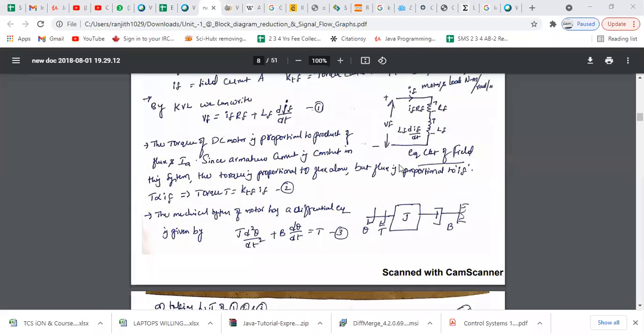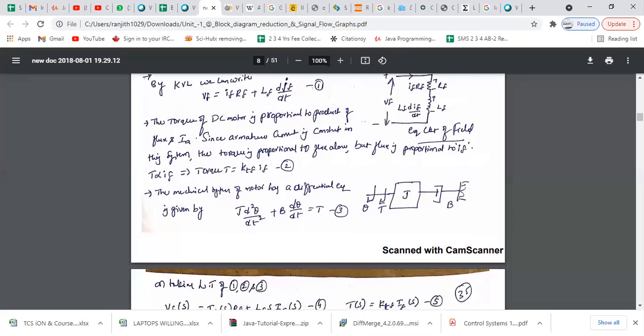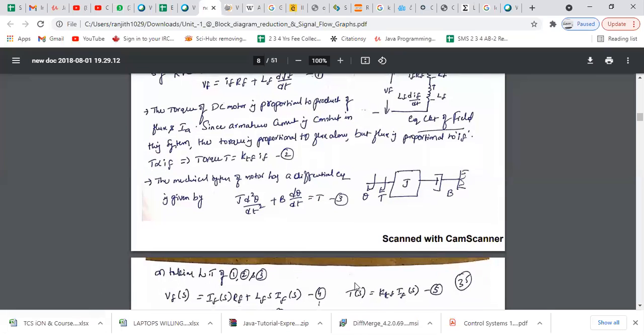If you observe this, VF of S equals IF of S into RF. RF is the constant here. Next, LF is the constant. Similarly, dIF by dt becomes S into IF of S. This is equation 4. Coming to number 2, apply Laplace transform.